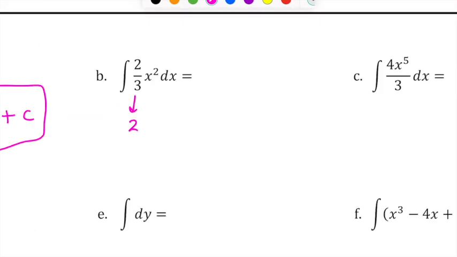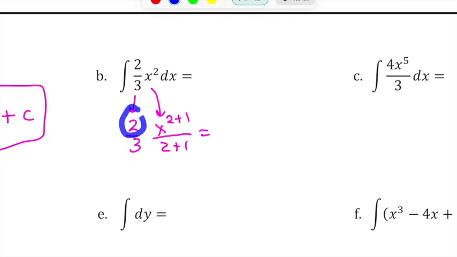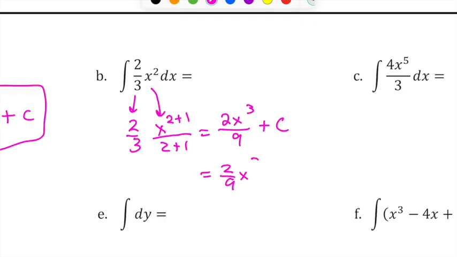Part B, the 2/3 kind of stays away. So this is going to be x. We're going to add 1 to the exponent and then divide by the new number of 3. And if we simplify that, that's going to be 2x cubed. And then down on the bottom is going to be 3 times 3, which is 9, plus a constant. And then sometimes you'll see this written out front like this, because technically that's better.